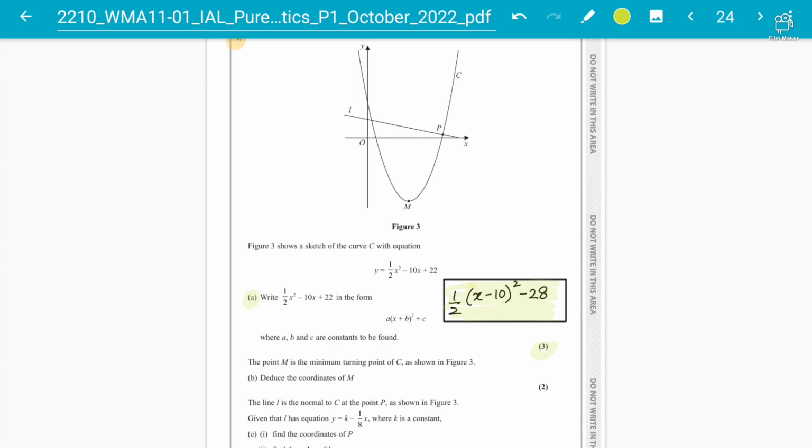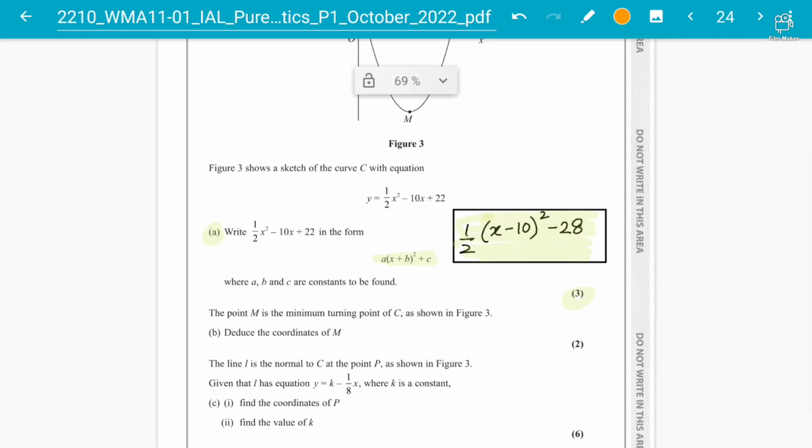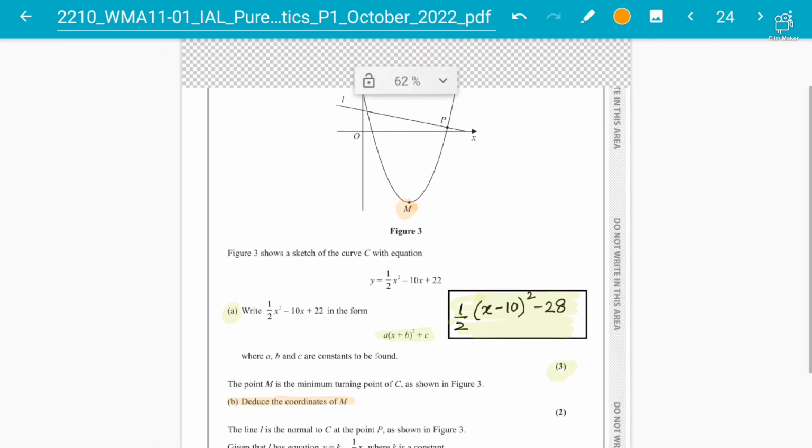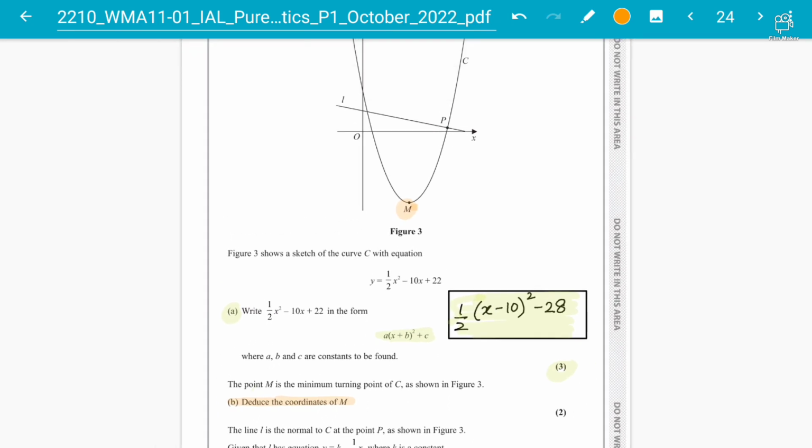Always remember the turning points, whether maximum or minimum, you can get it from completing the square. So it's that part of the question where you have to deduce the coordinates of M, okay? You have to deduce, which means you don't have to solve anything, students. You just have to take help from part A, because they are mentioning the point M is the turning point of the curve C. So if it's the turning point, the coordinates are there from completing the square.